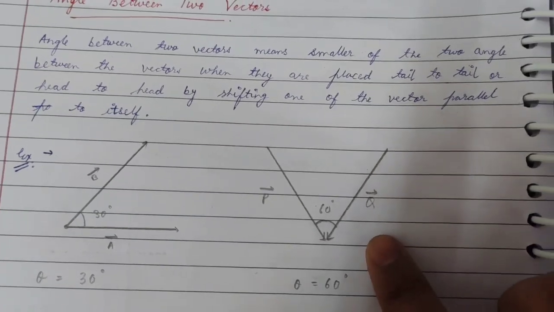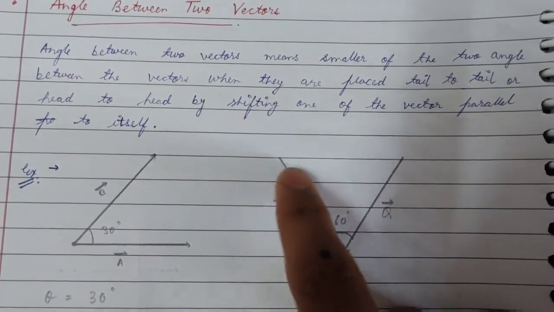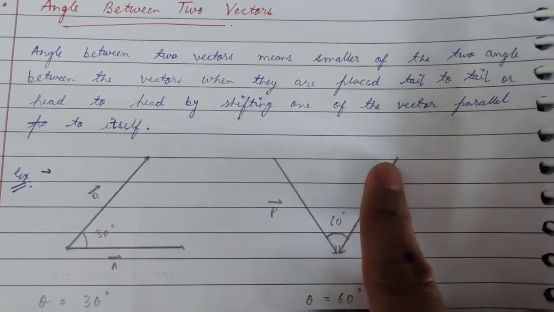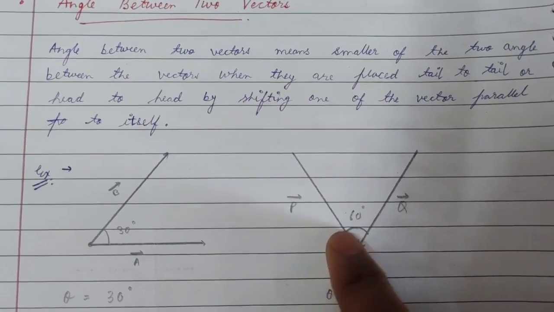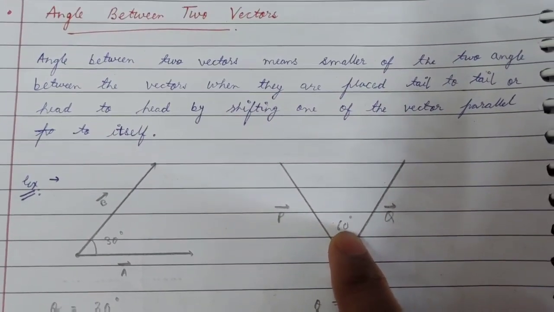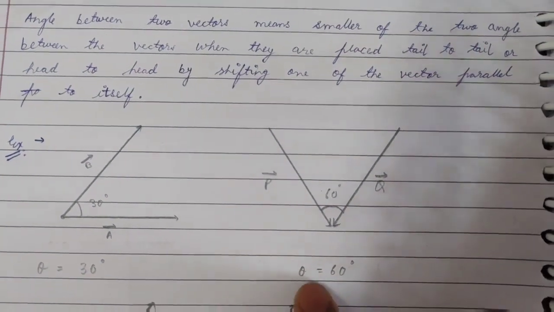Now this is example 2. See, here it is vector P and vector Q. Here the tails of both the vectors are not connected to each other, but the heads of both the vectors are connected to each other, and the angle given between them is 60 degrees, so it is also true. So theta will be 60 degrees.